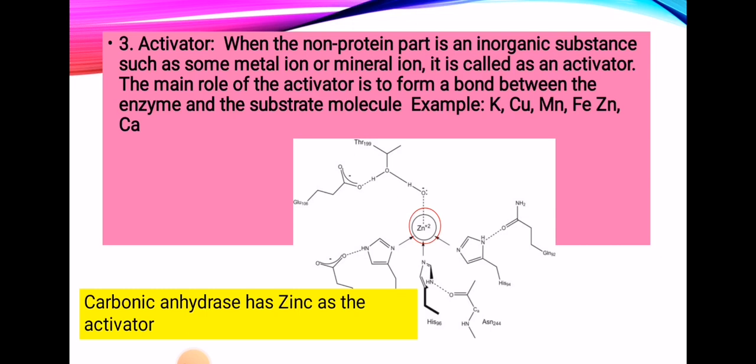The third one is activator. When the non-protein part is an inorganic substance such as some metal ion or mineral ion, it is called an activator. The main role of the activator is to form a bond between the enzyme and the substrate molecule. Examples are potassium, copper, manganese, iron, zinc, and calcium. For example, if you take the carbonic anhydrase enzyme, it has got zinc as the activator.